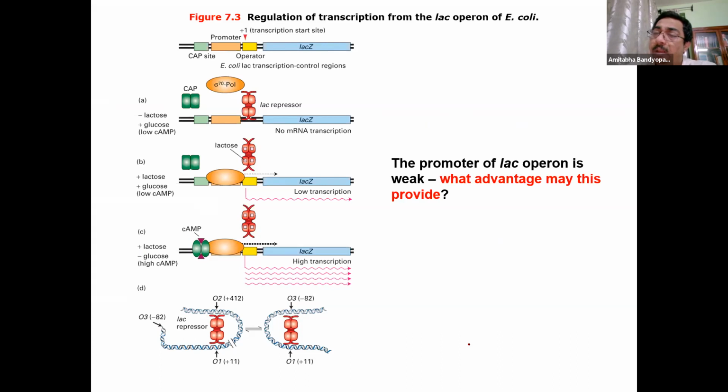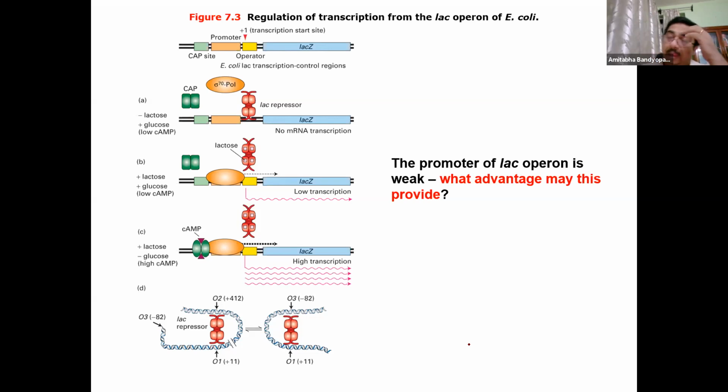What does it mean? That in trp operon, the default state is on. When tryptophan level is high, it is turned off. So that's why it is repressible. In lac operon, the default state is off. When there is lactose in the medium and not glucose, or a low level of glucose, then only this operon is turned on. So this is an inducible operon.